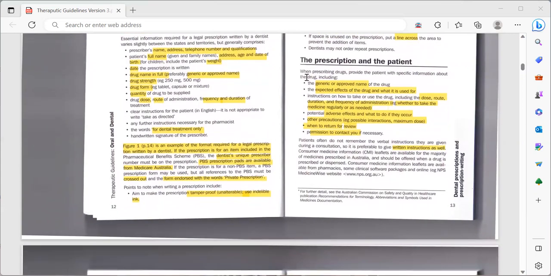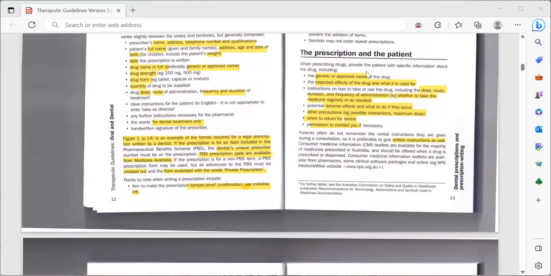The prescription and the patient. When prescribing a drug, provide the patient with specific information about the drug. You will write it on the prescription, but you will also tell all this information to the patient, to explain the generic or approved name of the drug, the expected effects of the drug, and what it is used for.